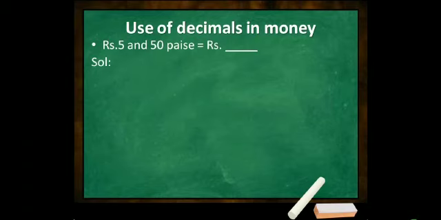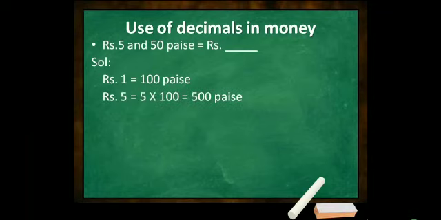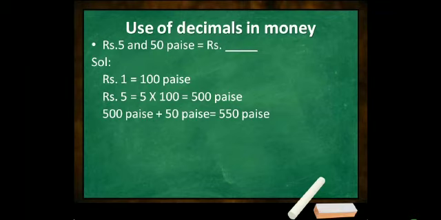Now 5 rupees and 50 paise, you have to convert it into rupees. Now 1 rupee is equal to 100 paise. This can be written as 1 upon 100 also. But here what you are going to do is first convert 5 rupees into paise. So 5 rupees into 100 paise means you will get 500 paise. So you will add 500 paise plus 50 paise. So when you add this, you will get 550 paise.